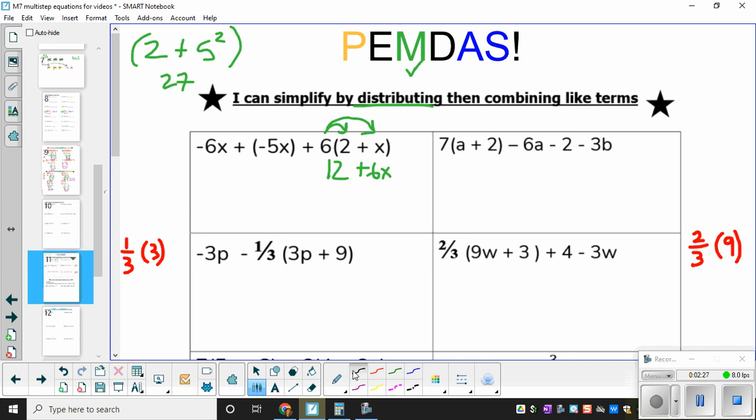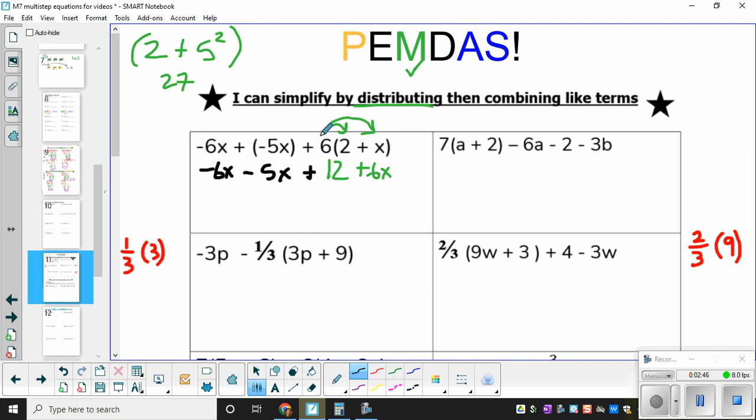And now we're just going to bring down the rest of what we see here. This was a negative 6x. And I think at this point, you guys are good with adding a negative 5x is the same thing as just minus 5x. So we've got minus 5x here. And this right here was a positive 12. So we're going to put a plus sign right there for plus 12.